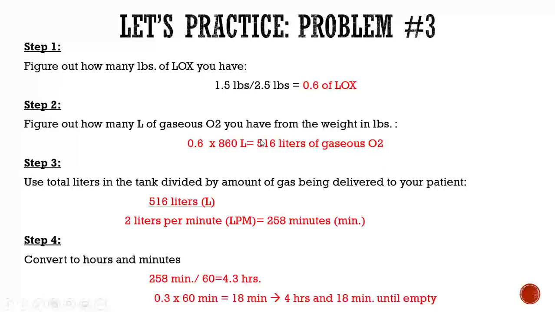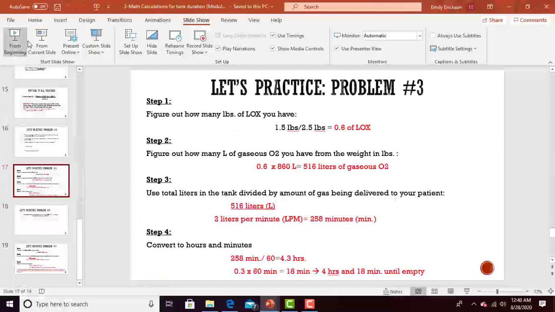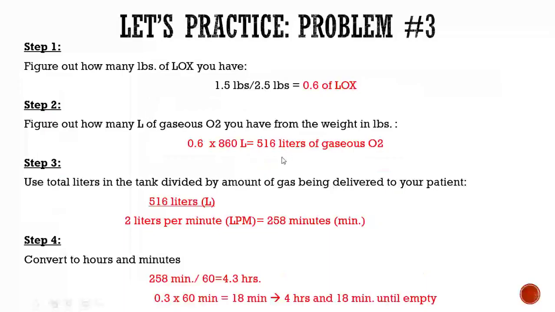oxygen, okay? Your next step is going to be to take that 516 that you just solved for and divide it by the 2 liters per minute that your patient is on, okay? So that gives you 258 minutes. You then are going to convert your 258 minutes into hours. So you get 4.3 hours. You take your 0.3 times 60, which equals 18 minutes. So 4 hours and 18 minutes until this is empty.